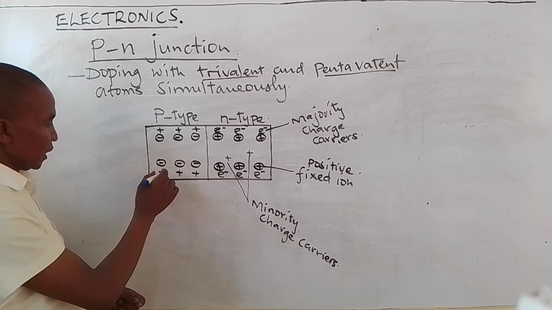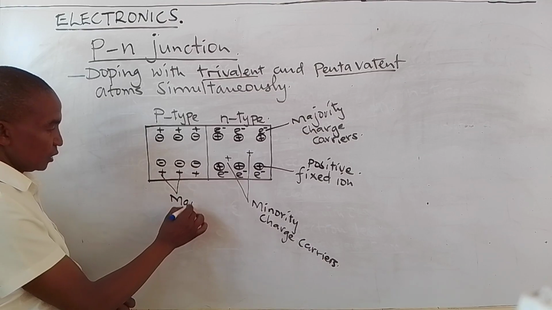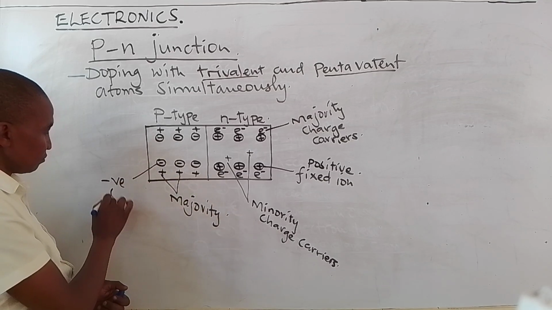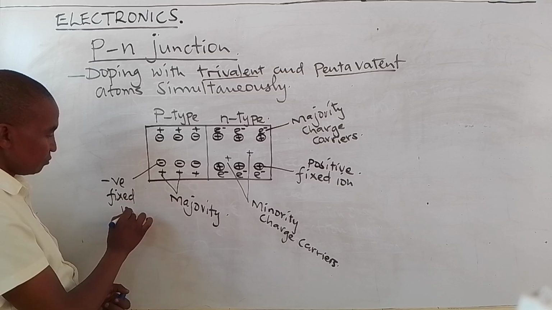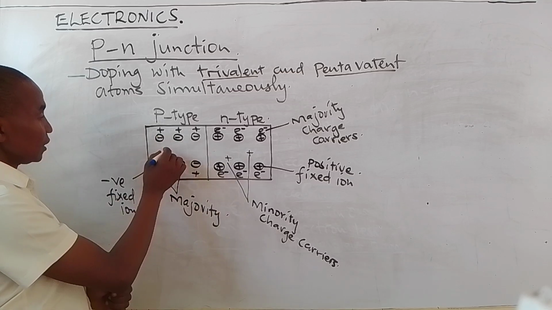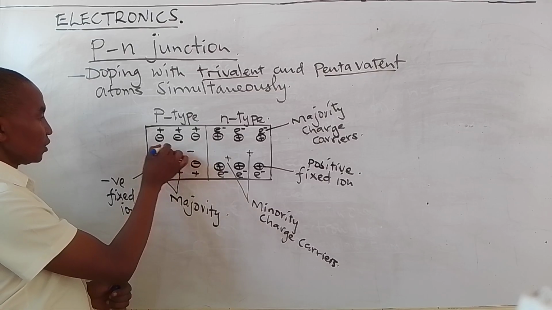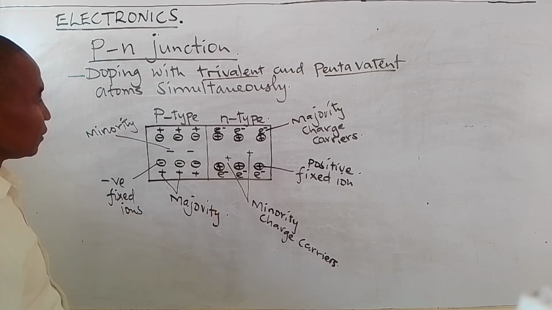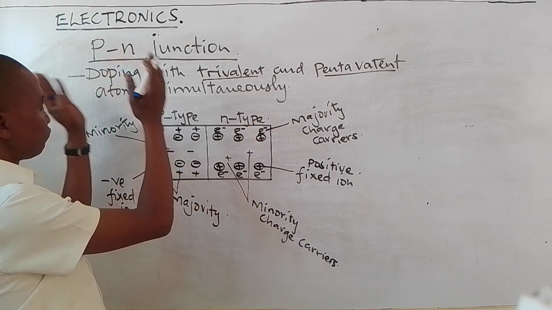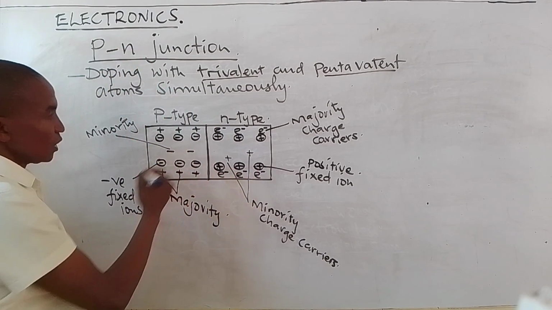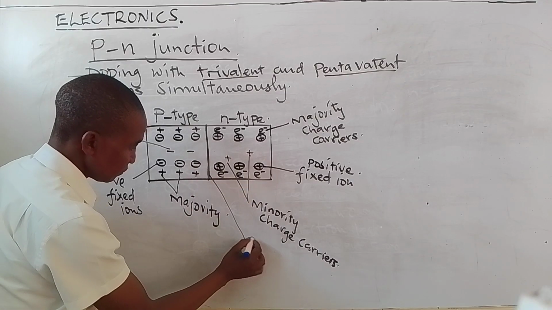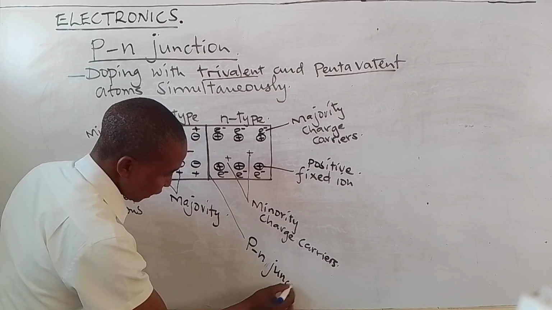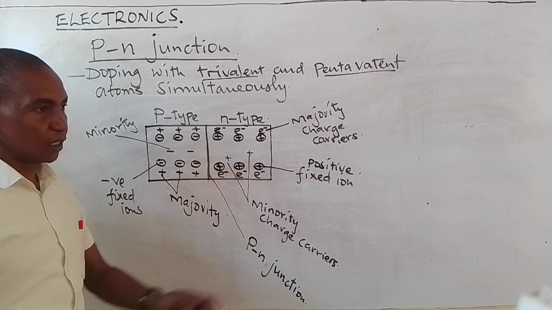The same case happens to this other side. The holes now are the majority. We have negative fixed ions in the parent atom, and then gamma generated electrons become the minority charge carriers. So that is how a p-n junction looks like. But the p-n junction is now this boundary. The boundary between the p-type region and the n-type region is what we call the p-n junction.